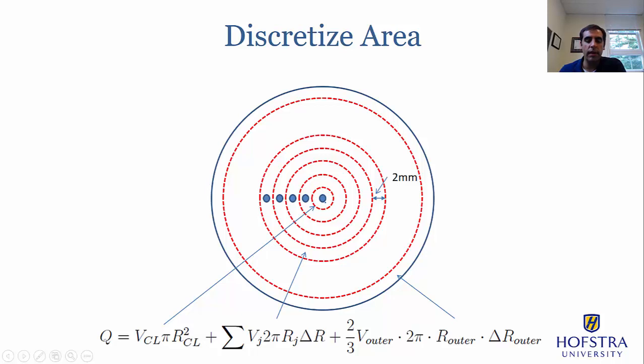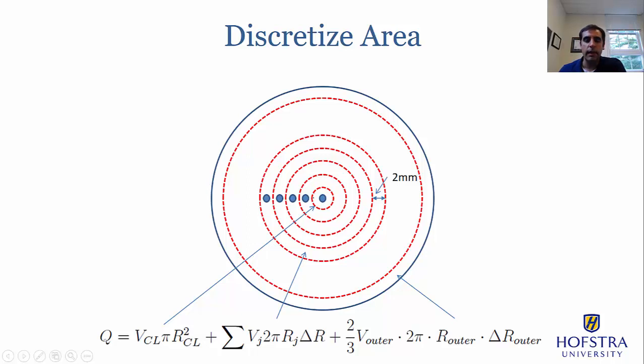So you might remember that the flow rate is velocity times area. So initially, we're going to say that there's a contribution of the flow in this inner circle here, which is the velocity at the center times the area of this circle. And so you see here we have velocity at the center line, that's what the CL stands for, times the area of this circle. And the area is, of course, just pi r squared. So pi times the radius of that center line circle squared.